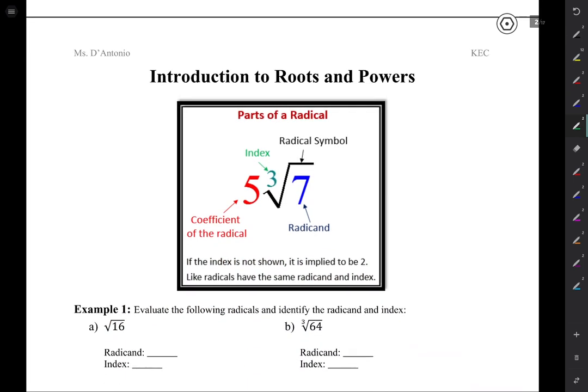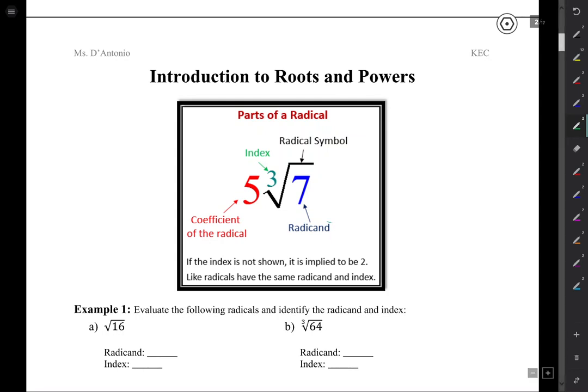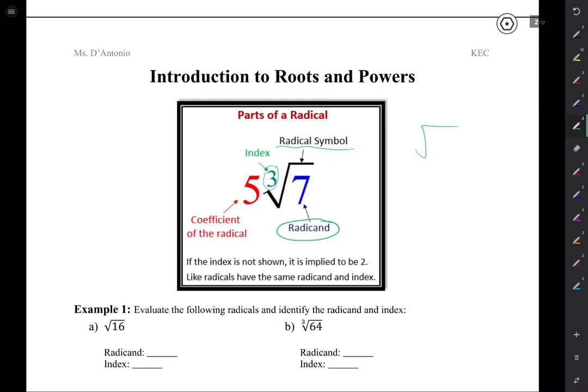Firstly, we need to know the different parts of a radical. So let's go over them here. To start off, we have the radicand. That is the big number on the inside of a radical symbol. A radical symbol is that check marky looking thing. Then we have the index. The index is the small number that tells us what root we are taking. So if we're taking the square root, if we're taking the third root, and so on.